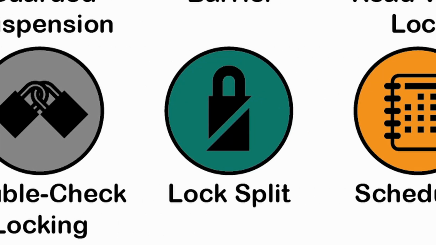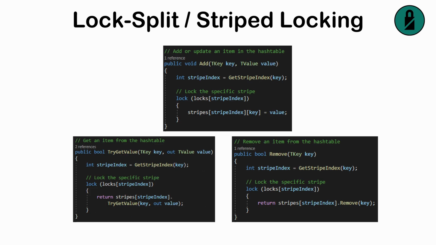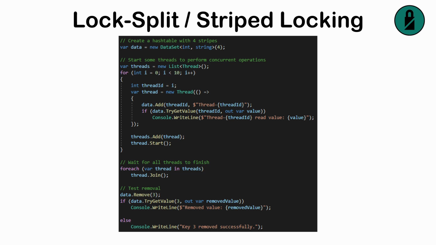The lock split, or striped locking pattern. A way to optimize performance by dividing locks across smaller regions of data, like having multiple checkout lines at a store instead of one. It's ideal for large datasets where multiple threads can work independently, such as hash tables. However, it adds complexity in managing locks.